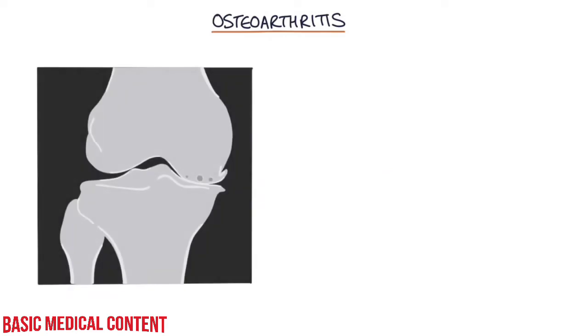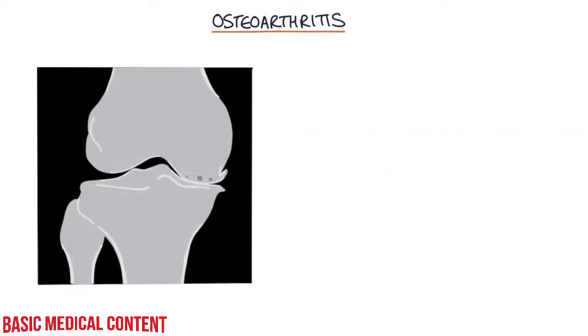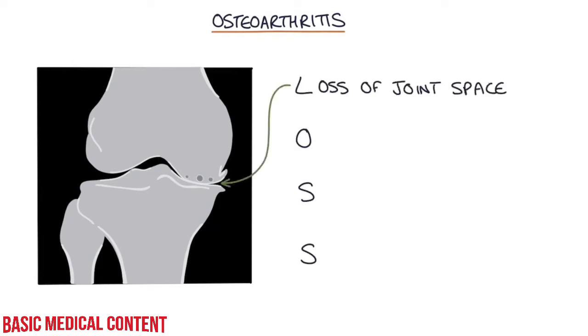These abnormalities can be seen on an X-ray, and the key mnemonic for remembering the 4 key X-ray changes in osteoarthritis is LOSS, L-O-S-S. So L stands for loss of joint space, so the joint space in the joint becomes narrower and the bones come closer to each other.